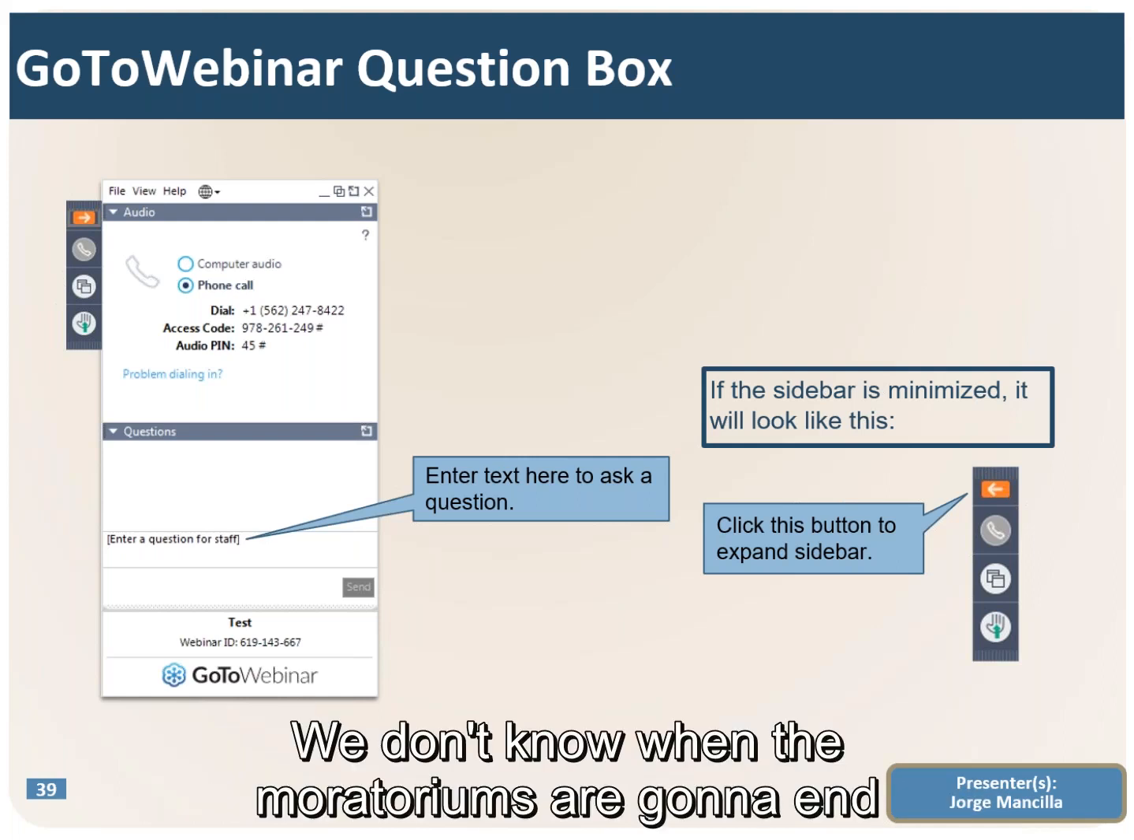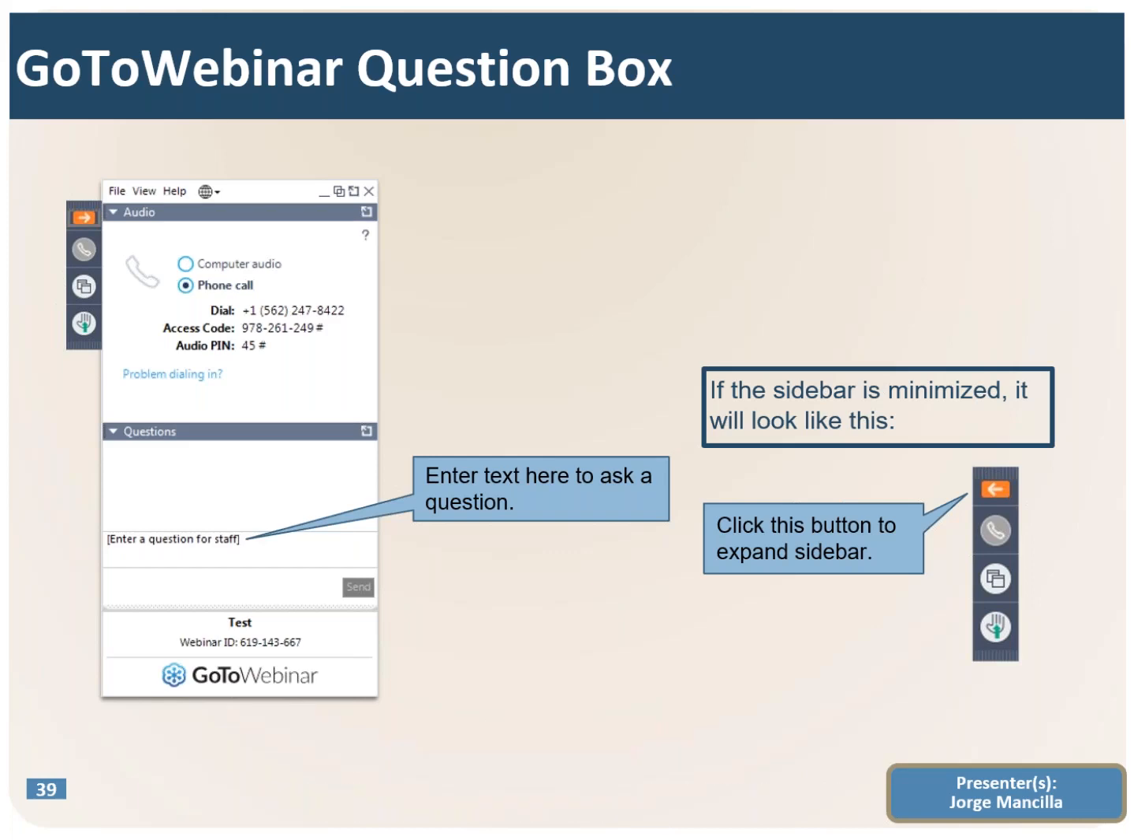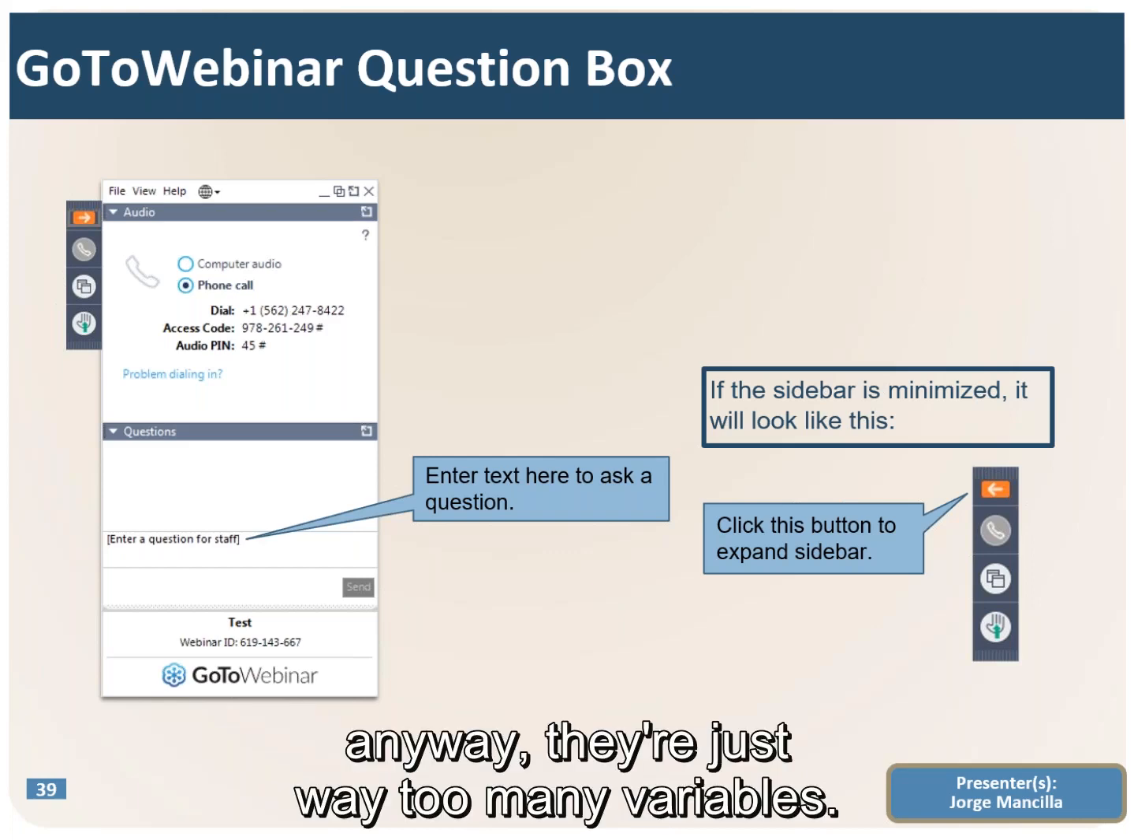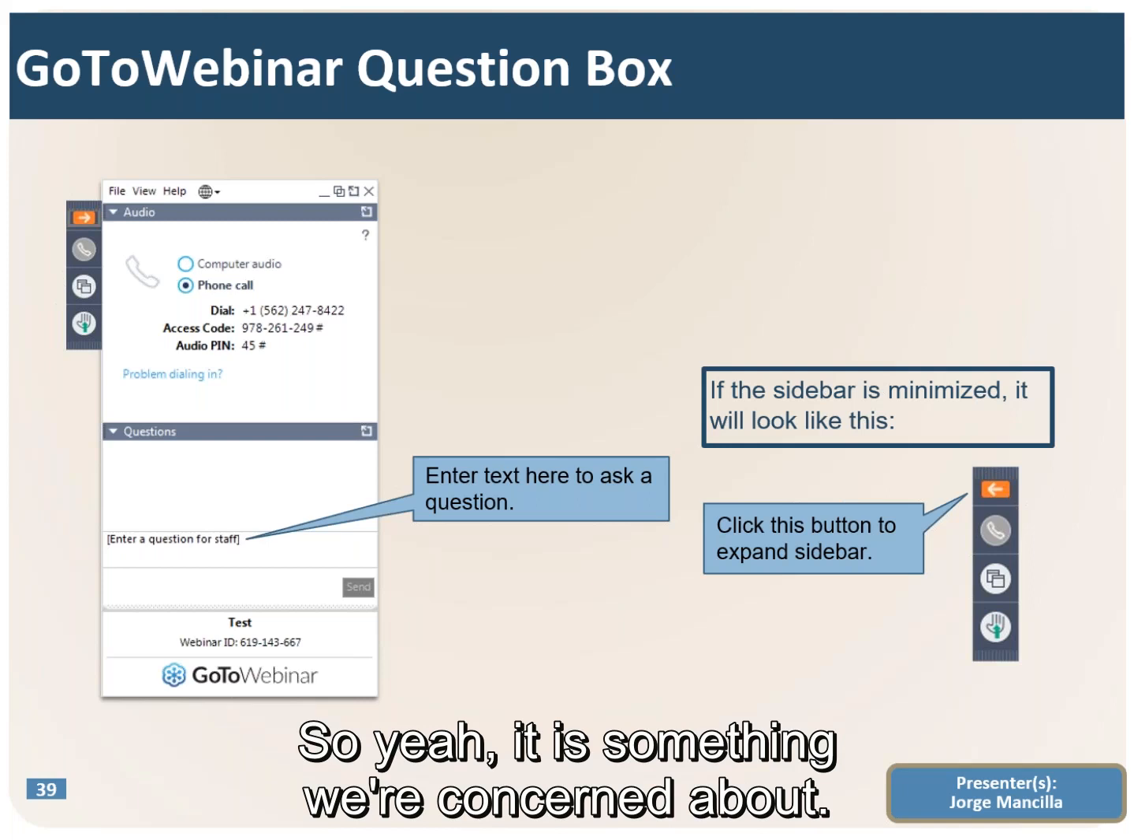But there's so many variables this year. We don't know when the moratoriums are going to end. Anyway, there's just way too many variables. So yeah, it is something we're concerned about.